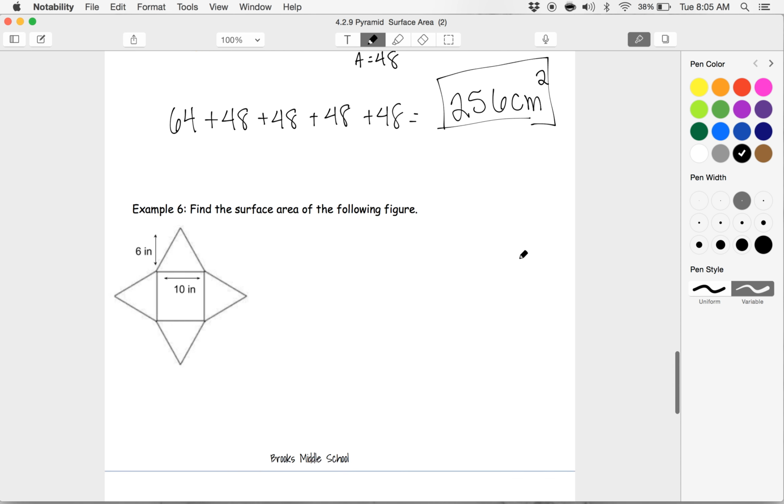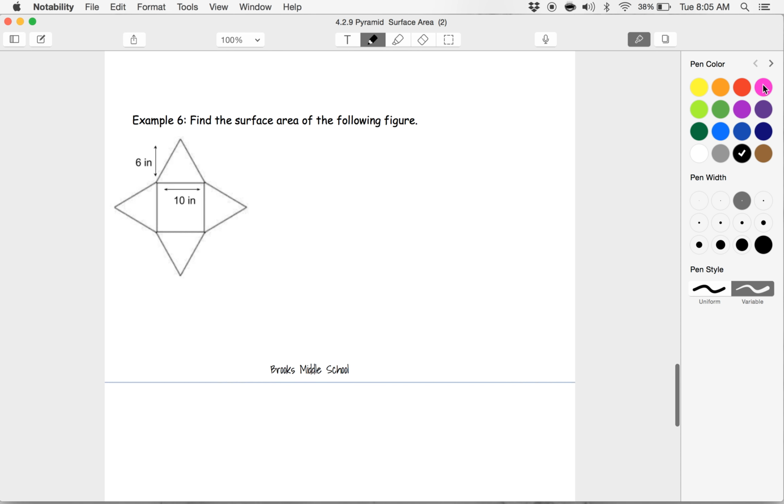Okay, we got one more together. Let's see what we have. Okay, we've got some triangles, we've got some squares. Oh, so I want to write first. I am going to have a square, triangle 1, triangle 2, triangle 3, triangle 4. Okay, I got them all.